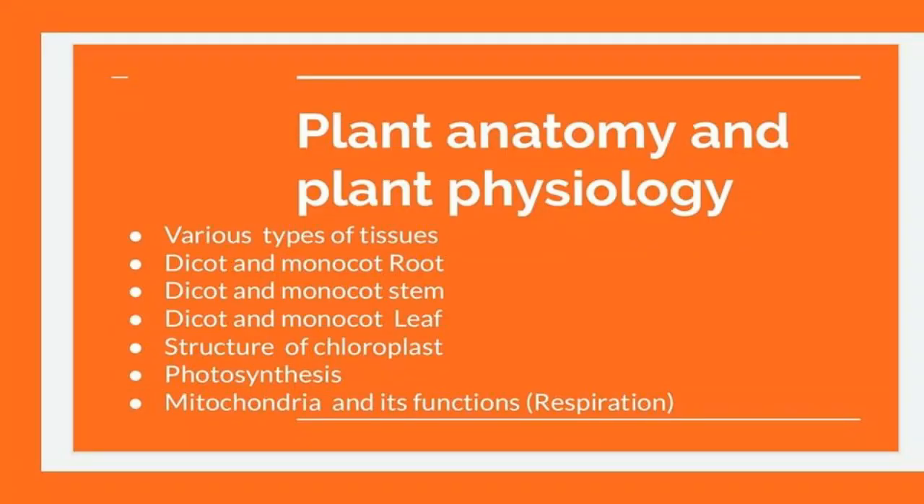Now we are going to see Unit 1, Lesson number 12, Botany, Plant Anatomy and Plant Physiology. This lesson is full of botany. In this lesson, the learning objectives are various types of tissue, dicot and monocot root, dicot and monocot stem, dicot and monocot leaf, structure of chloroplast, photosynthesis, mitochondria and its function. The last one is respiration. Let's move on to this lesson.